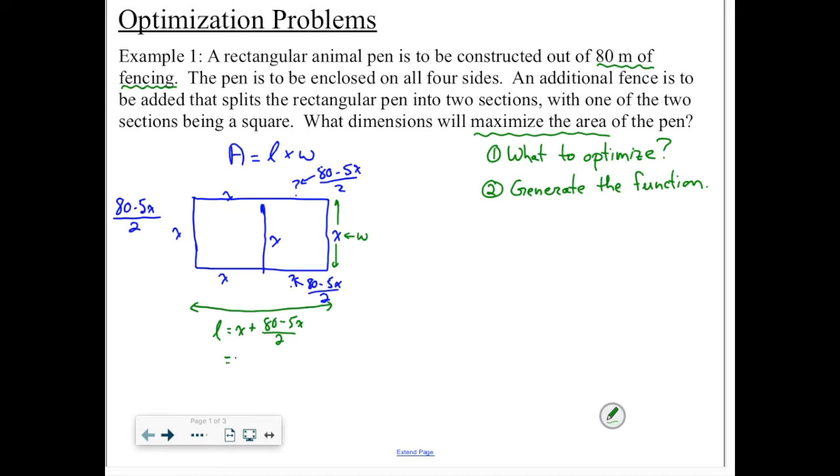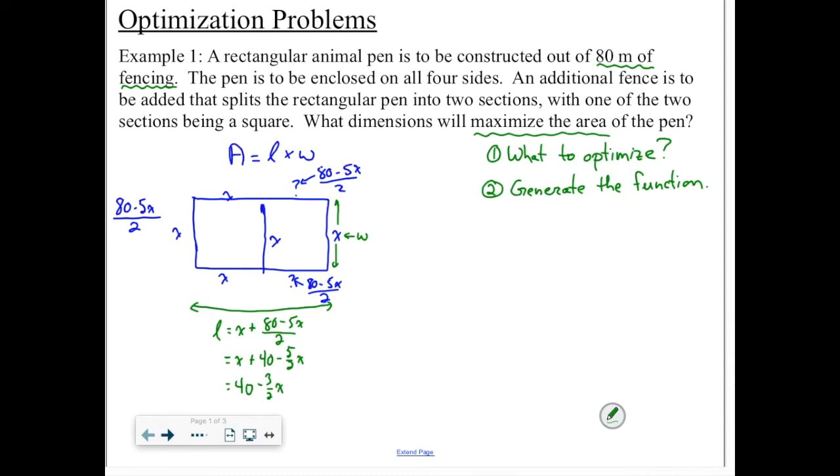Let's see here. Well, 80 divided by 2 is simple enough. That's 40. And 5 divided by 2, I'm just going to write 5 halves. If you want to go with decimals, that's fine. We'll simplify this a little bit. We get a 40, and then we have x minus 5 halves x, or 1 minus 5 halves. 1, of course, is 2 halves minus 5 halves. That's negative 3 halves x.